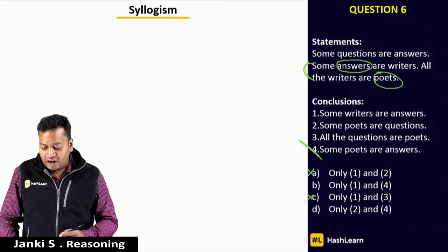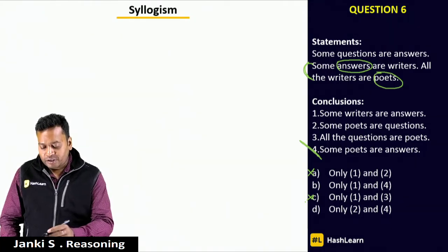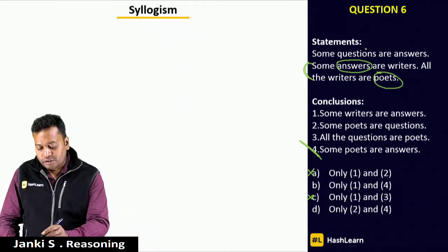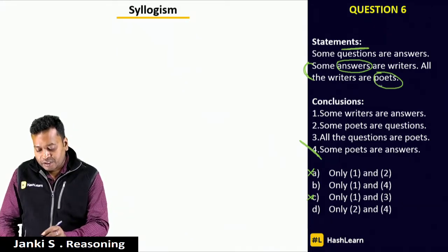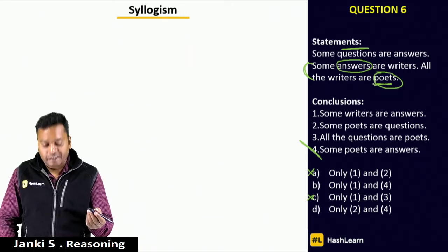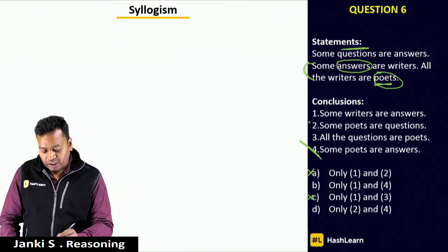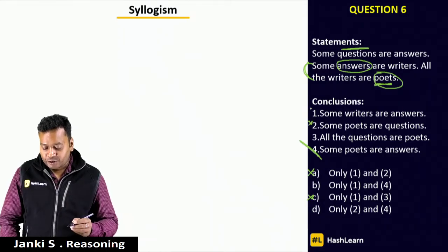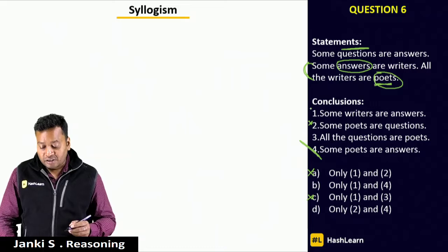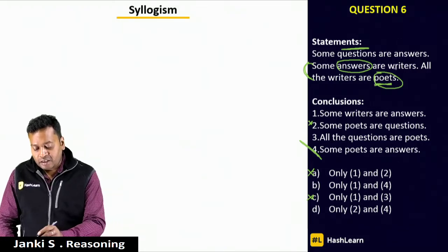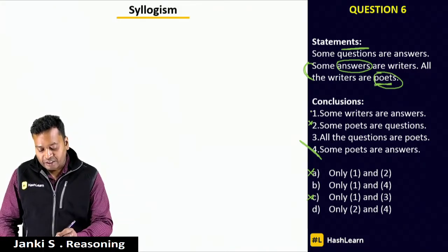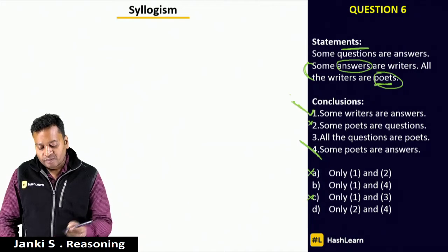So some poets are questions. Can you identify some poets are questions? Because some questions is here, poet is here. I cannot identify any relation here, right. So that means the second is definitely gone. Okay, we have to check the first one, right. So first one, some writers are answers. Some answers are writers is given, so some writers are answer is also there, right.